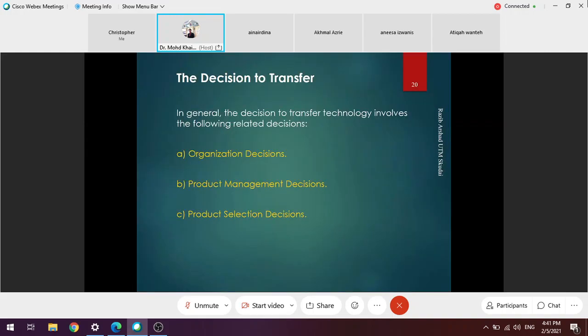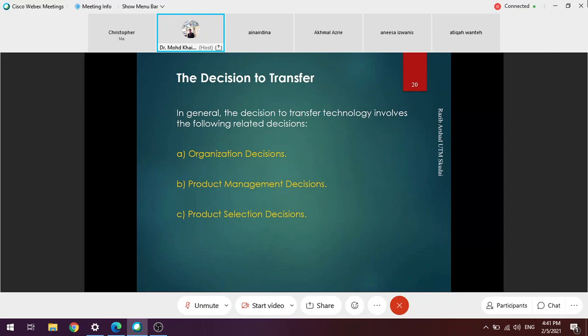So the decision to transfer. In general, the decision to transfer technology involves the following related decisions. This decision is basically based on three main pillars in your organization. So it must be based on the organization decision. It's not by yourself. And the second one is the product management decision.